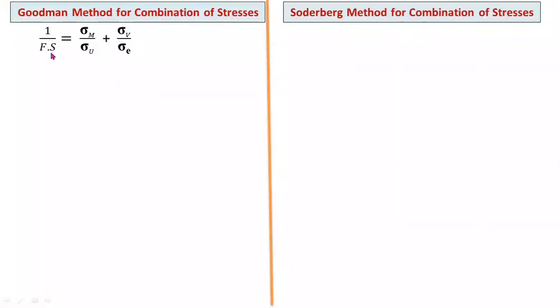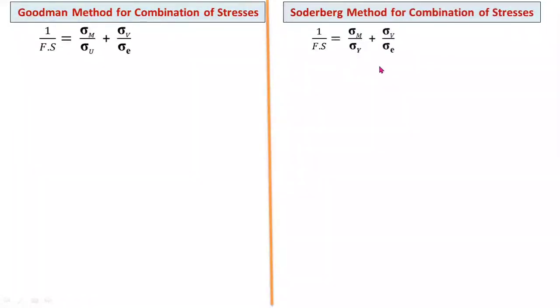Here Fs is the factor of safety. Sigma m is the mean stress. Sigma u is the ultimate strength or ultimate stress. Sigma v is the variable or fluctuating stress. Sigma e is the endurance limit.